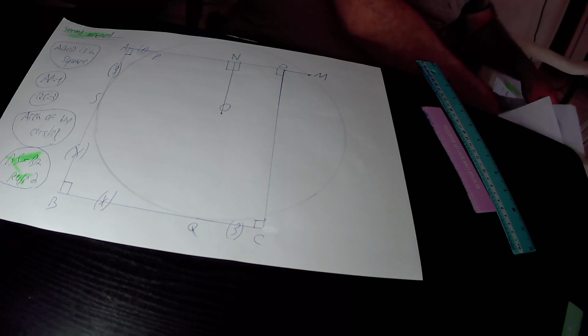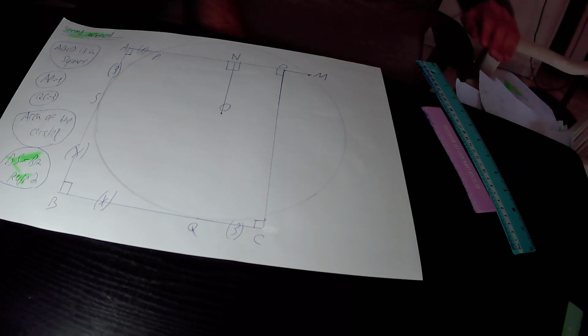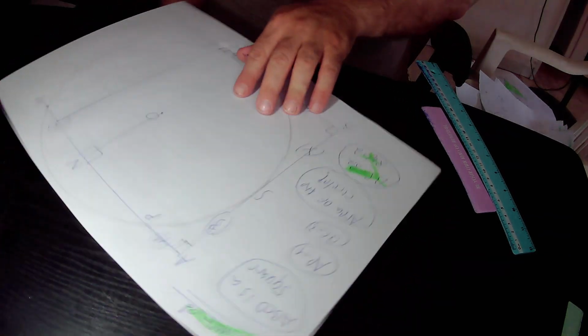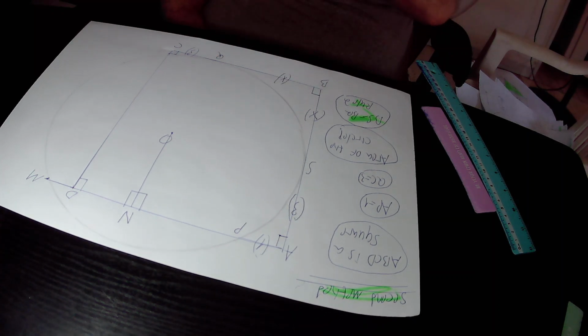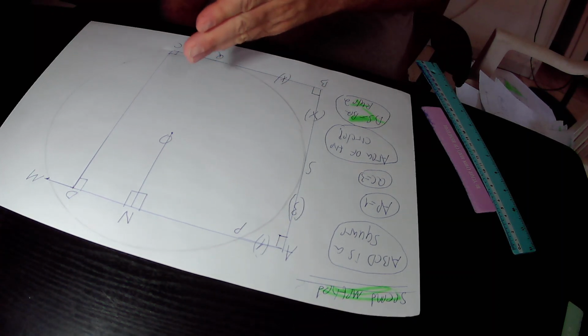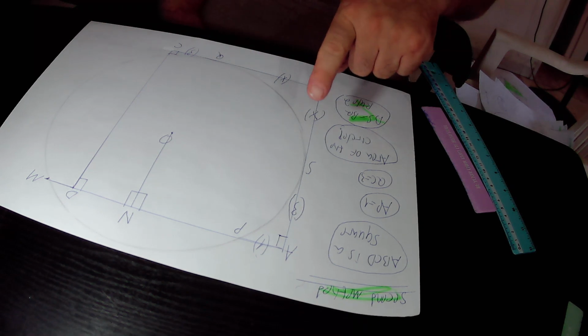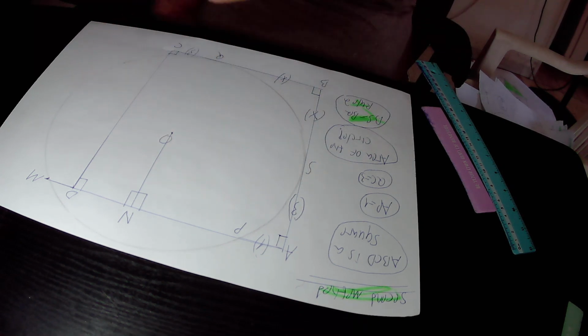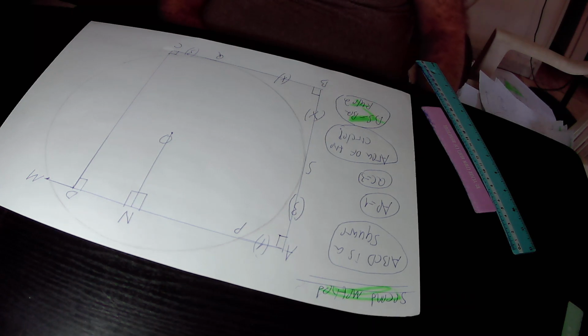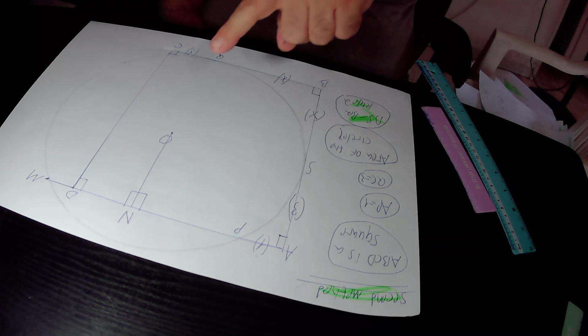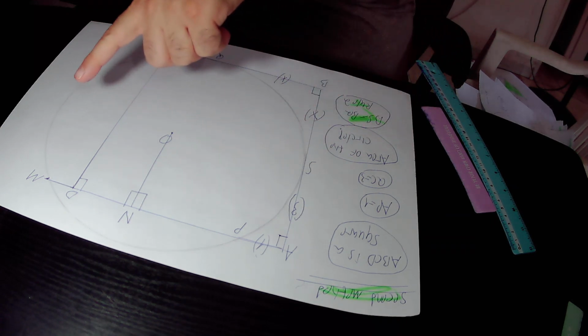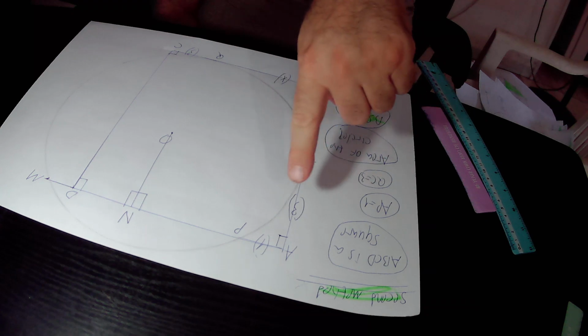Why? Because in our drawing, we draw perpendicular ON from point O, that is the center of the circle, on chord PM. So all the requirements of rule 11 are satisfied, and therefore we can implement rule 11. According to rule 11, perpendicular ON bisects chord PM. Again, perpendicular ON bisects chord PM.